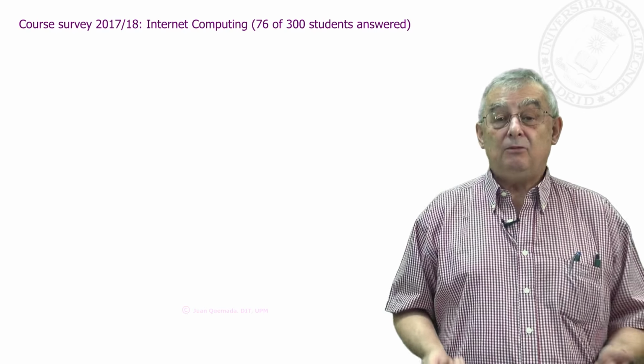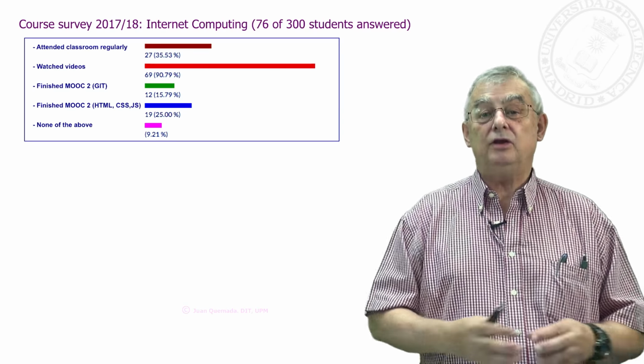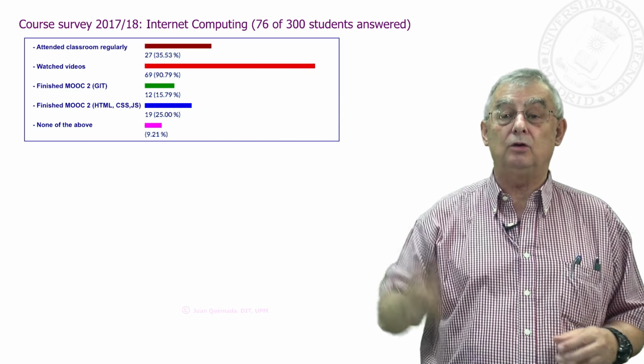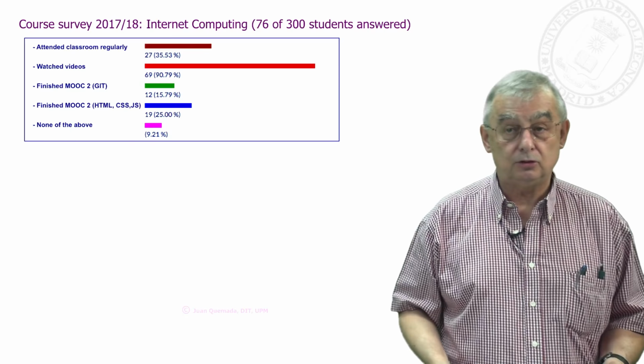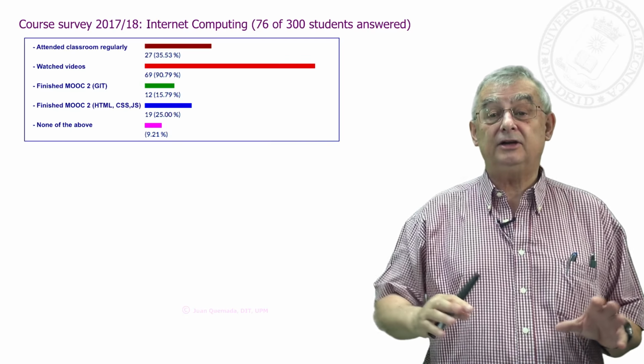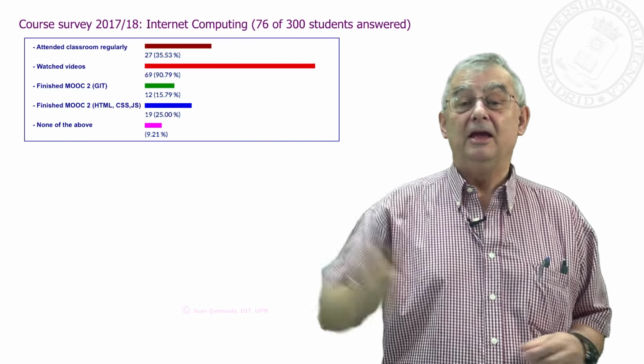And that's it. Before finishing, I will just present now the results of a survey we have done in our Internet Computing course this year. This course has 300 students. It's a very crowded course. 76 have answered. This is quite a good sample. And they have answered the following.